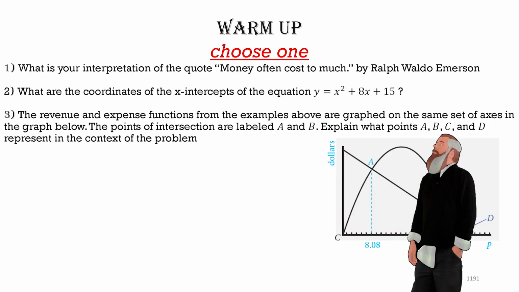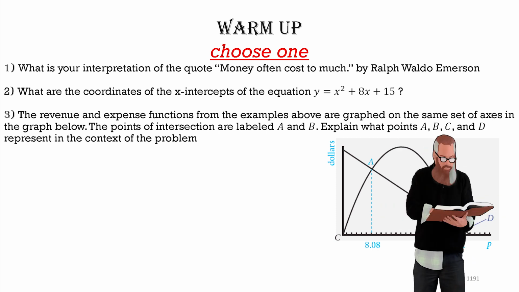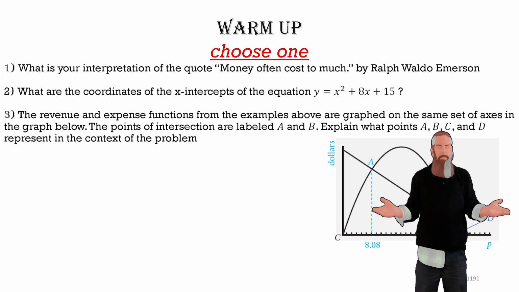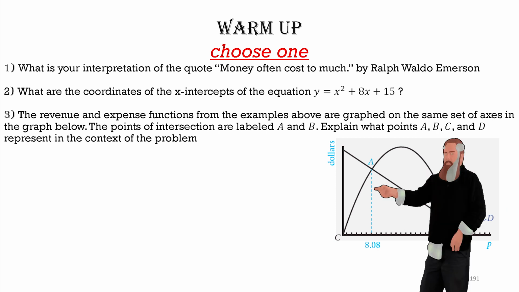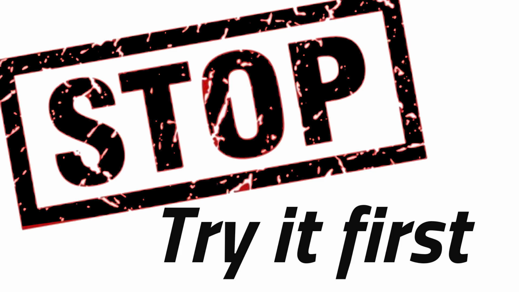Now let's take a look at a problem you will be able to do by the end of this lesson. The revenue and expense functions from the examples above are graphed on the same set of axes in this graph. The points of intersection are labeled A and B. Explain what points A, B, C, and D represent in the context of the problem.